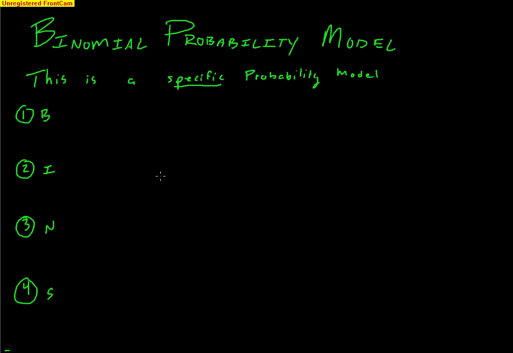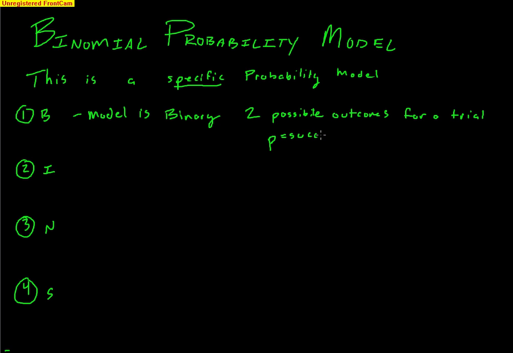So let's start with the B. The B stands for that the model must be binary. If you know anything about the word binary, it means 2. So there are only 2 possible outcomes for a trial. And we label those very simply. P is success, and Q is failure. So every trial is either going to have success or failure.